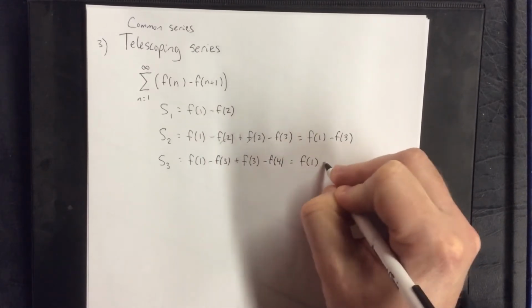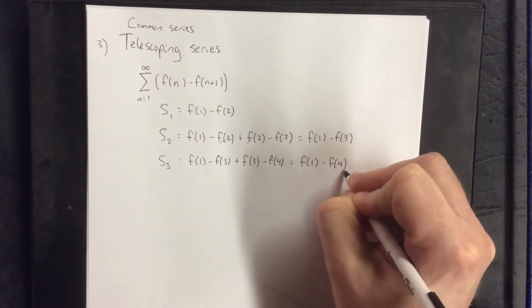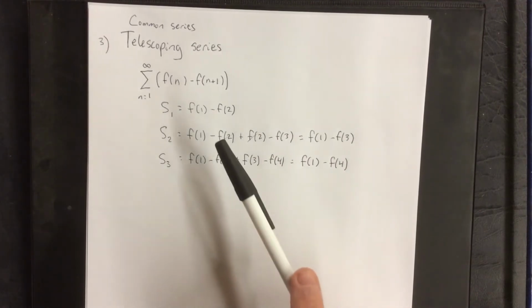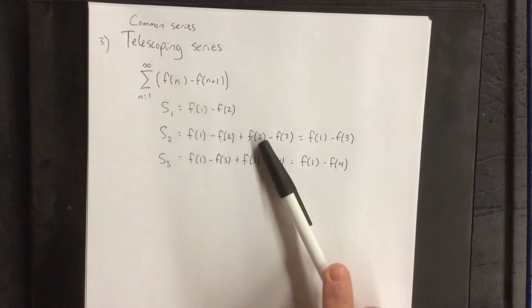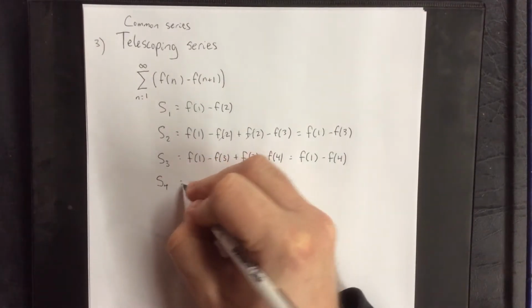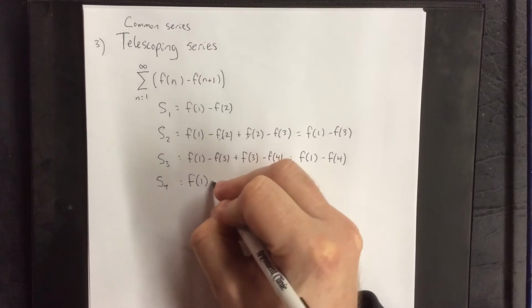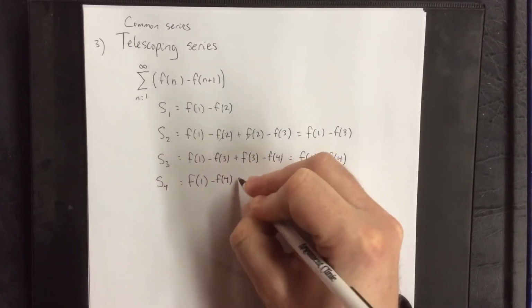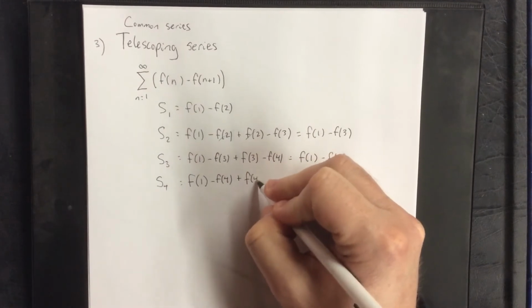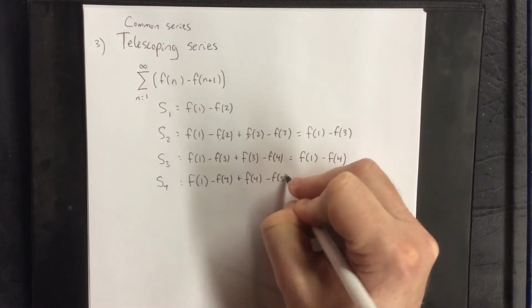So what typically happens with these telescoping series is you wind up with a first term that doesn't cancel out, and a second term which cancels with the first term of what you're about to create. We'll do one more iteration of this so that we can see it happen one more time. So take the previous sum and add what we get when we plug in n equals 4. So this will be f of 4 minus f of 5.